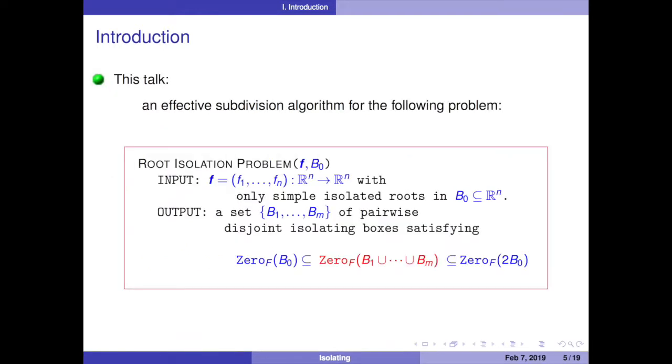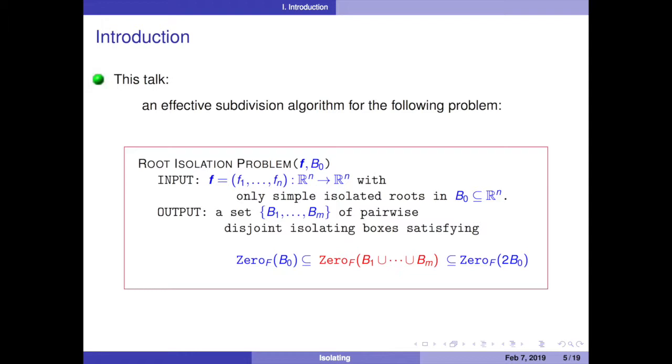Is it okay? Okay. So in this talk, I'm going to talk about an effective subdivision algorithm for this problem. I'm just defining the problem exactly. So root isolation, I call it the root isolation problem for a system F. Bold letter means it's a vector. So bold letter F is F1 to Fn. And each of them is n-variate. So it's a square system. And B0 is a box in R^n. And we assume there are only simple isolated roots. So this is the zero-dimensional case. Simple isolated zeros in here, isolate them.